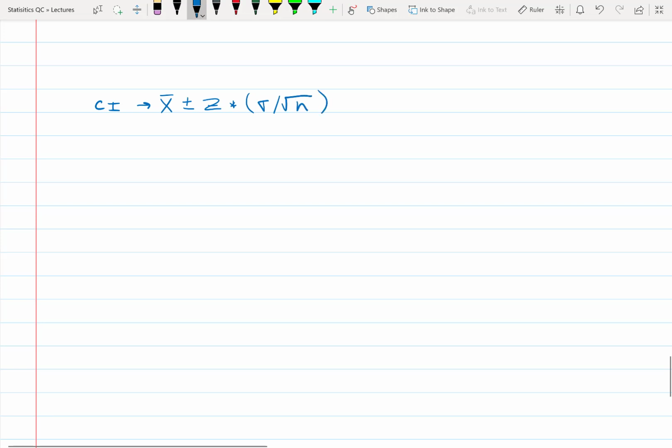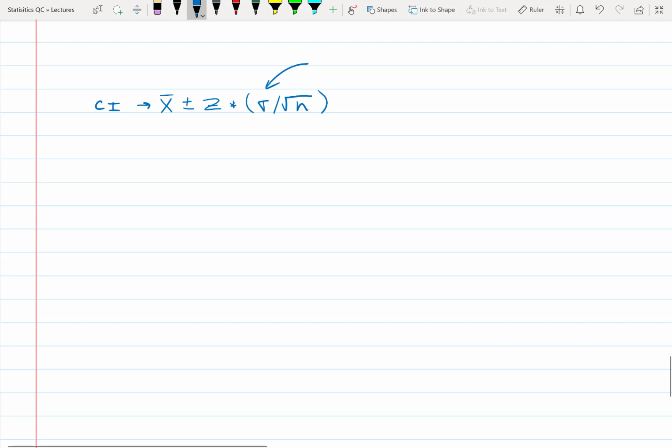All right. There's one problem with this formula, and the problem is right here. We don't have the true population standard deviation. If we had a true population standard deviation, chances are we'd have a true population mean, and we wouldn't need to go through all this effort to estimate what that mean might be.